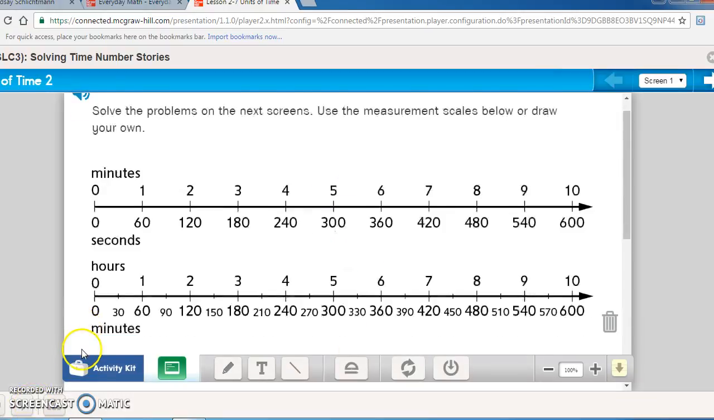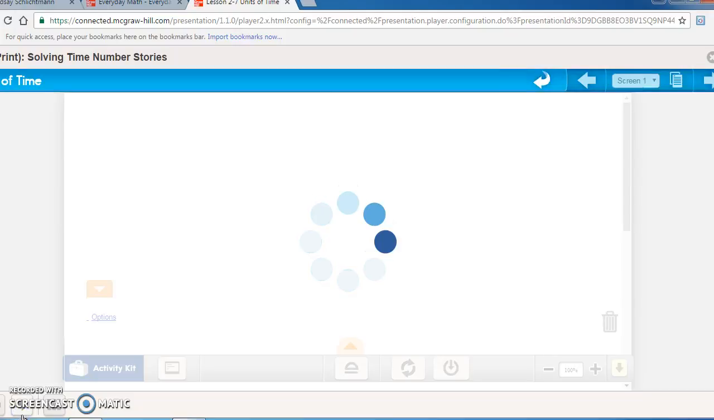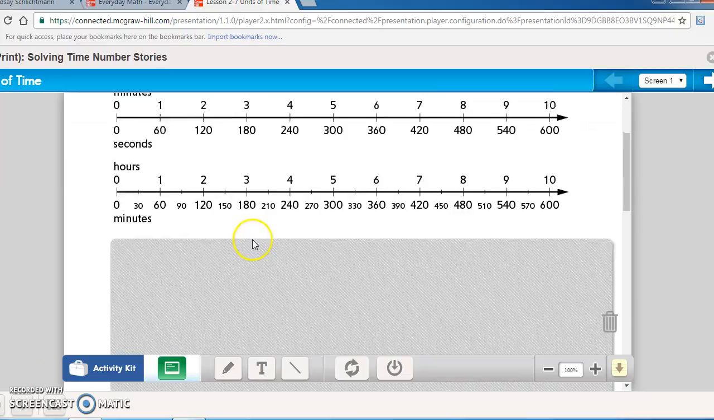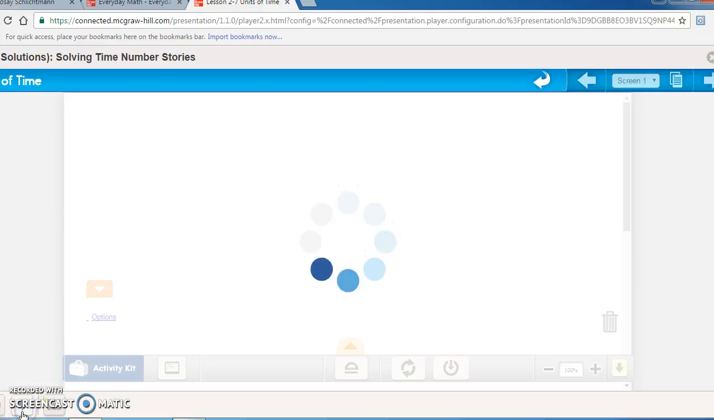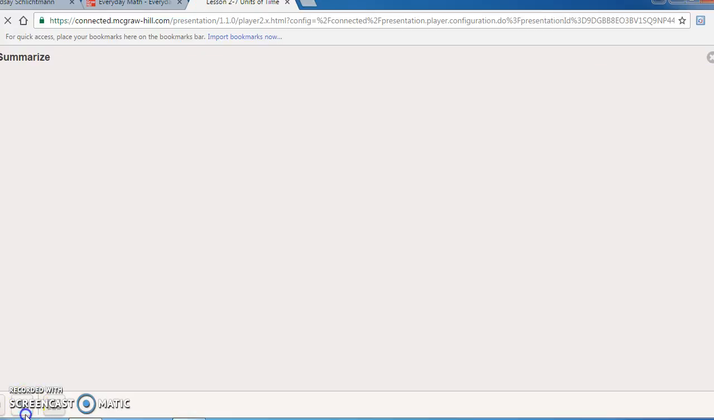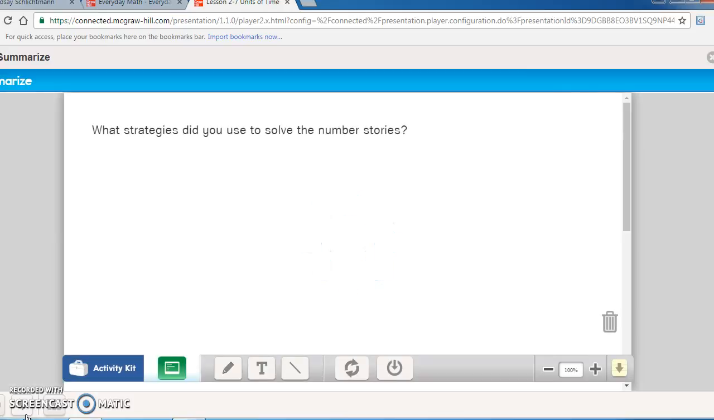So solving the problems again, this is using the same measurement scales below. I want you now to go into your math box. I want you to go to Math Journal, page 52, and I want you to complete those math boxes. When you're finished with those, go up to the answer key and correct them.